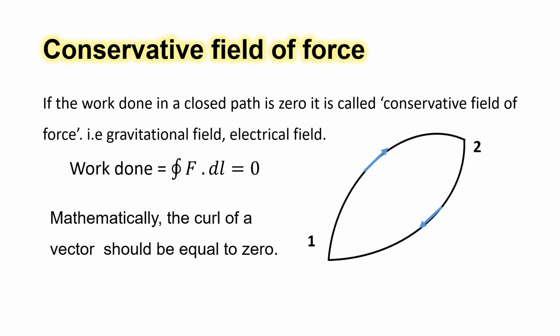Here we can write work done is equal to the closed integral of F dot dl. That means the line integral is converted into a closed path integral, and the integral over the closed path of F dot dl is equal to 0, meaning the total work done in the closed path is 0. Mathematically, the curl of the vector should be equal to 0. If we take the work from 1 to 2 as W1 and from 2 to 1 as W2, the total work done in that path will be equal to 0.